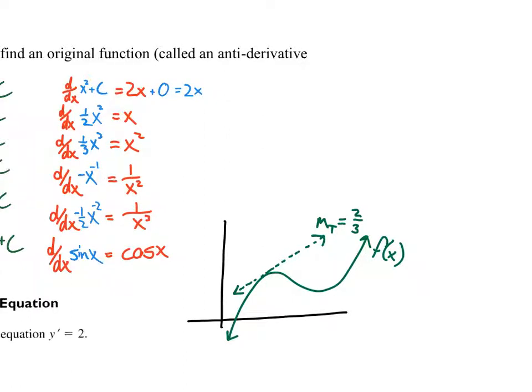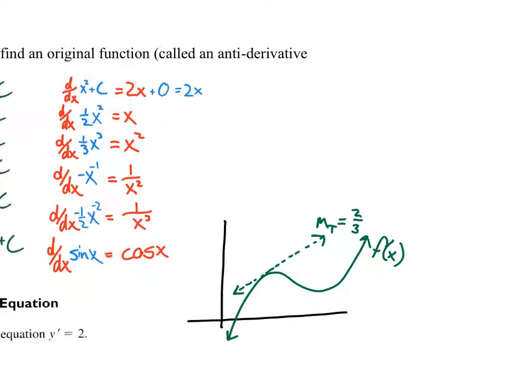What would it look like if this is my f of x and I have a tangent line here that has a slope of 2/3? What would happen to my graph if I added a constant to the end of it? Add a positive or negative, it doesn't matter. It would shift which way? Vertically, okay? It would shift vertically.